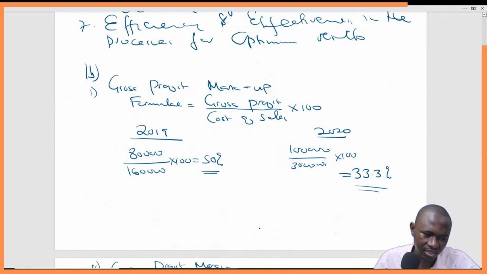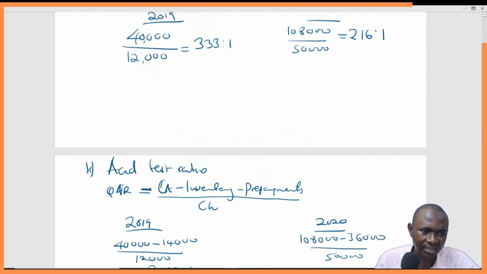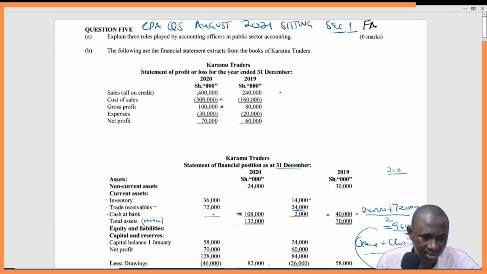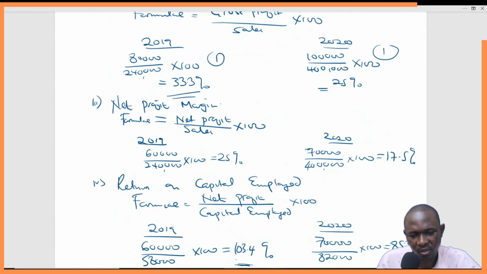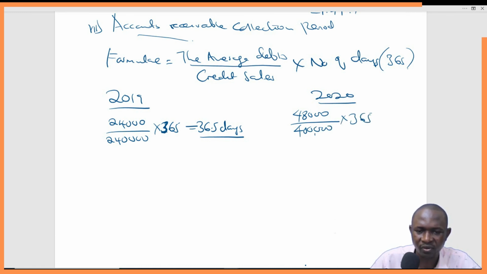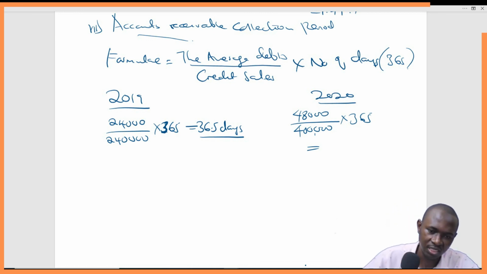So we'll simply come here and say 48,000 divided by credit sales. And credit sales is not an average, so just go to 2020 credit sales, 400,000, and we'll be done. So divided by 400,000, 48,000 divided by 400,000 times 365. So this will give us the number of days it takes for us to collect our money from the debtors. So 48 divided by 400 times 365. So it takes us 43.8 days.